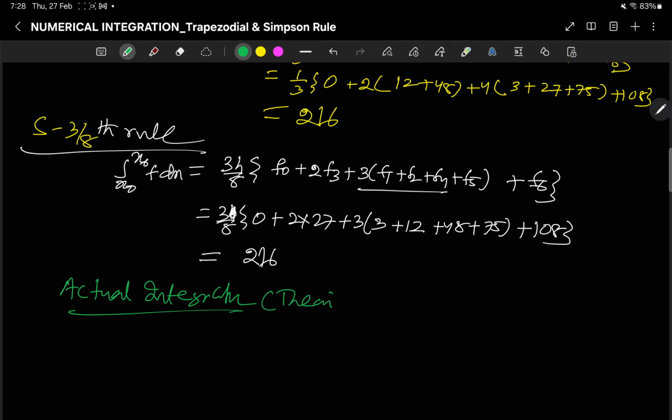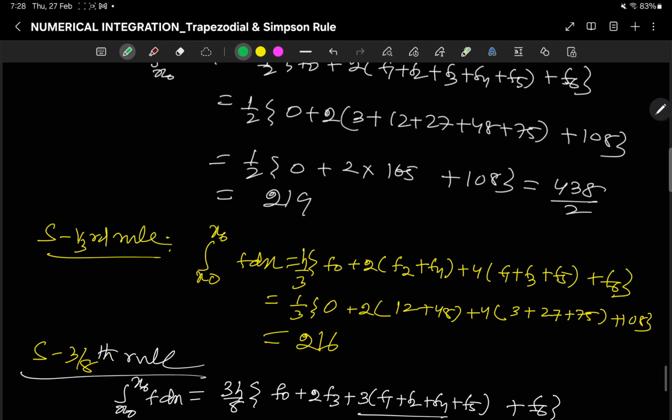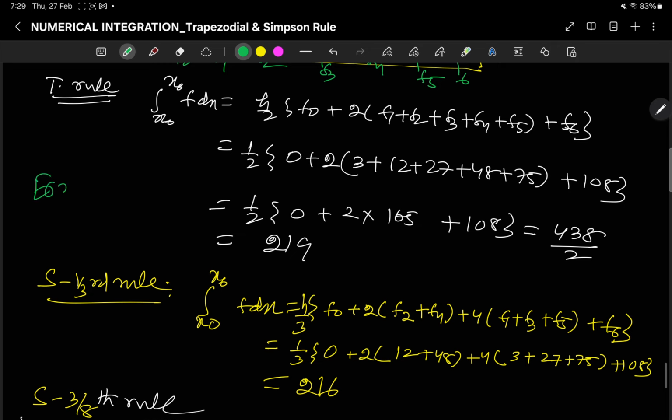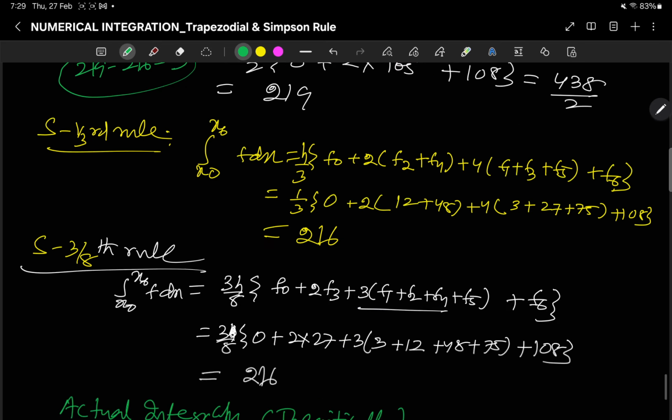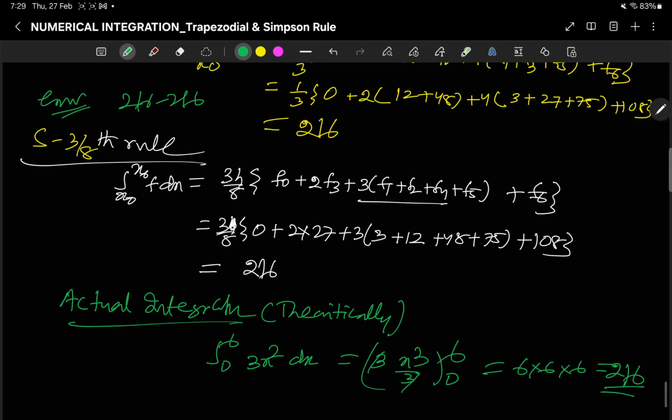Now if you have your actual integration, theoretically, it is the integration from 0 to 6 of 3x square dx, equal to 3x cube by 3, from 0 to 6. So this is 6 into 6 into 6, which is 216. So what is the error here? The error by the trapezoidal rule here is 219 minus 216, which is equal to 3. The error is 3 here, but the error is 0 for Simpson's, 216 minus 216.